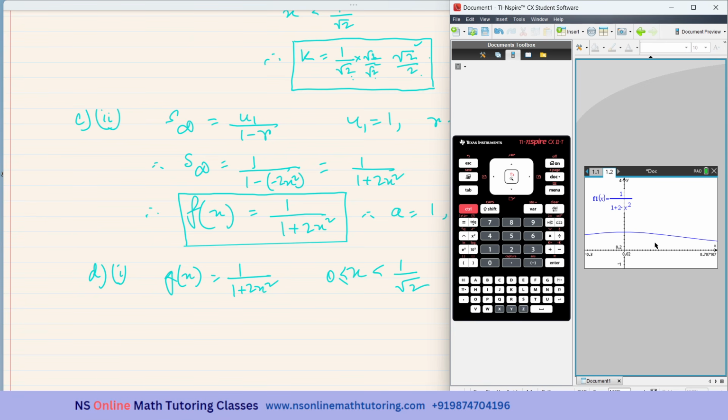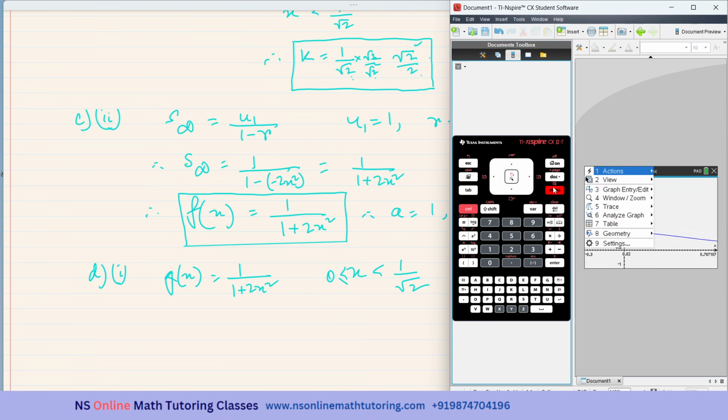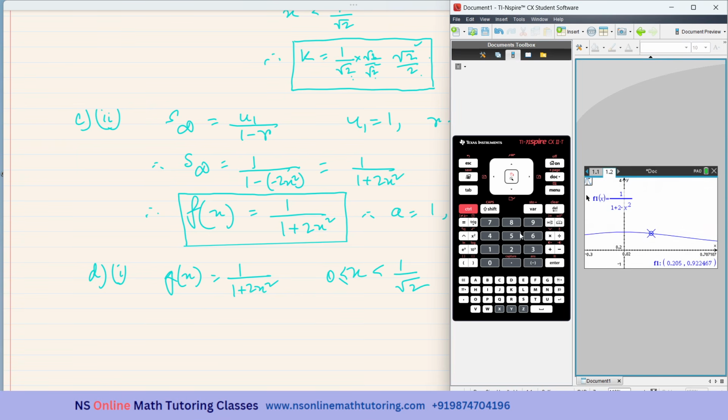But since I am trying to graph this, let me find the y values. So graph trace, and when x equal to 0, you can find it will be 1. So x equal to 0, it is 1, this point. And when x equal to 1 over root 2, what is it? When x equal to 1 over root 2, y value is 0.5. Okay, so I need these two y values also to graph the g of x function.